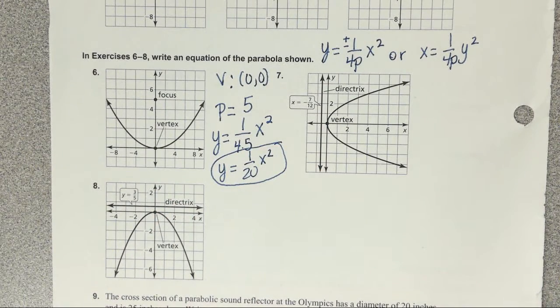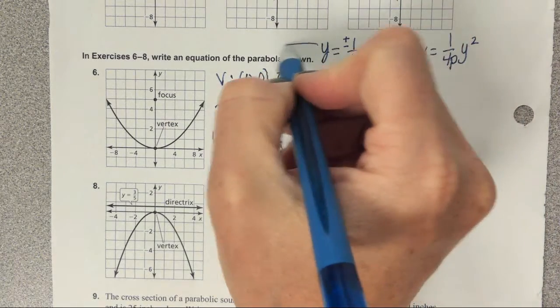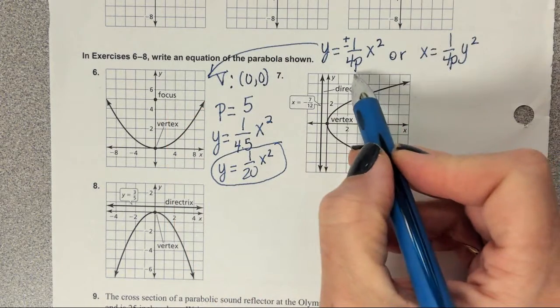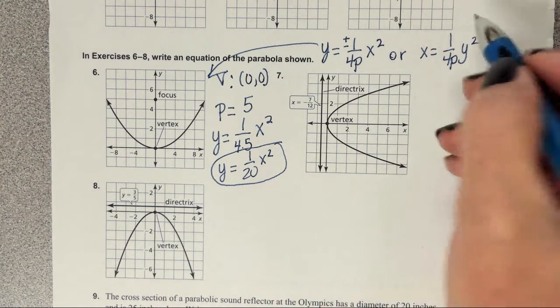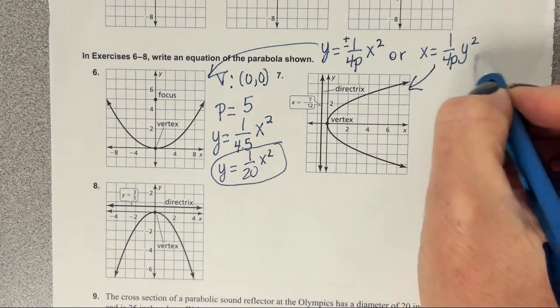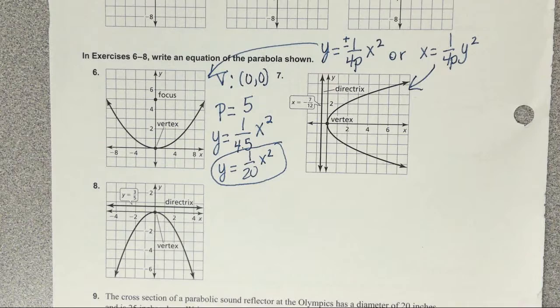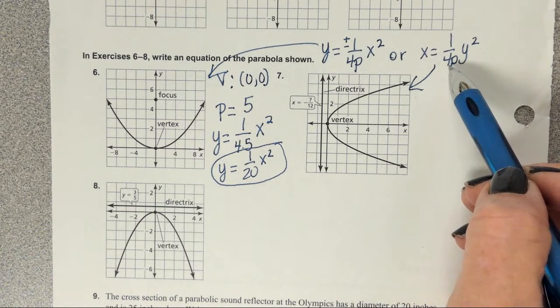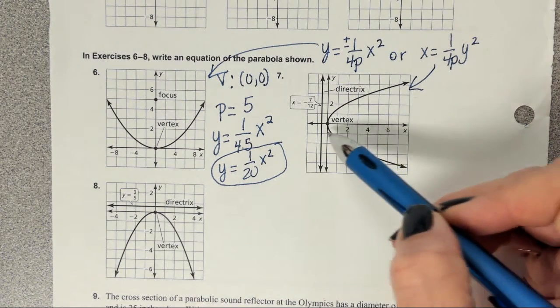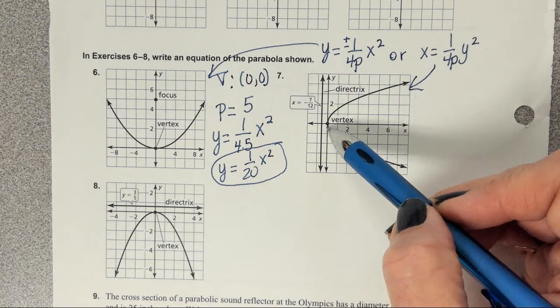Questions on that? Not too difficult, is it? All right, so now we're going to look at the next equation. When it opens up or down, we're using this formula. When it's opening left or right, we have to use this formula. So now we're going to be using this. So we're going to check our vertex. Our vertex is still at 0, 0.